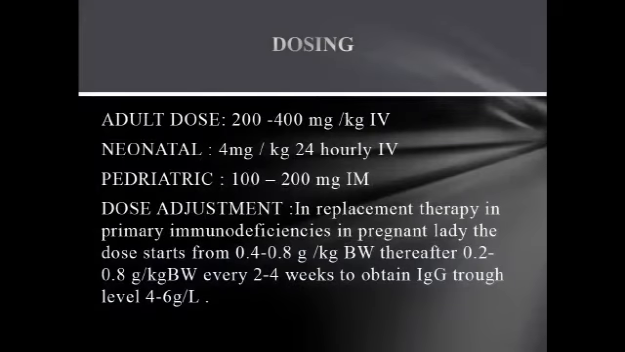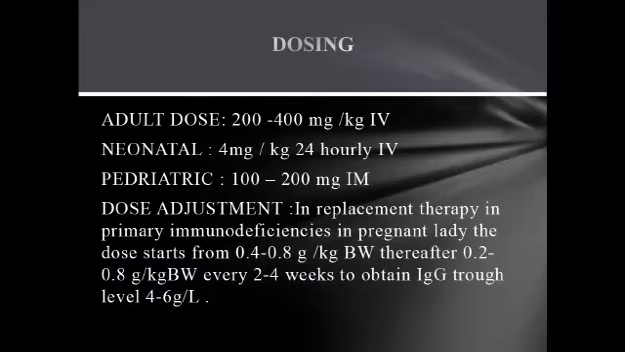Dosing. Adult dose is 200 to 400 milligram per kilogram IV. Neonatal dose is 4 milligram per kilogram for early IV. Pediatric dose is 100 to 200 milligram intramuscularly.